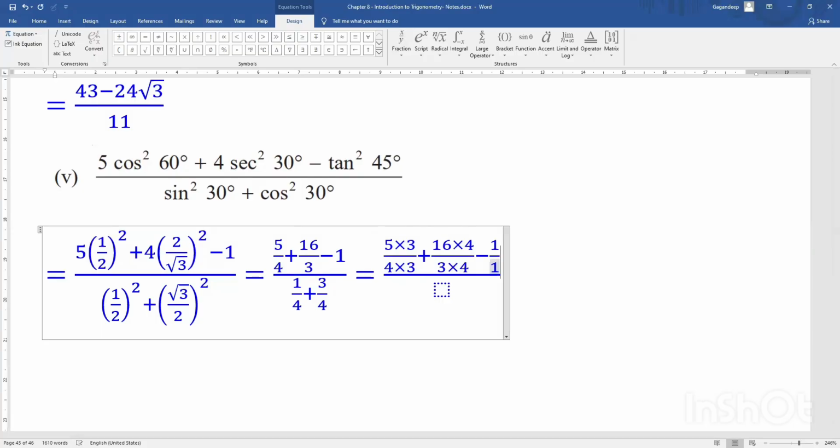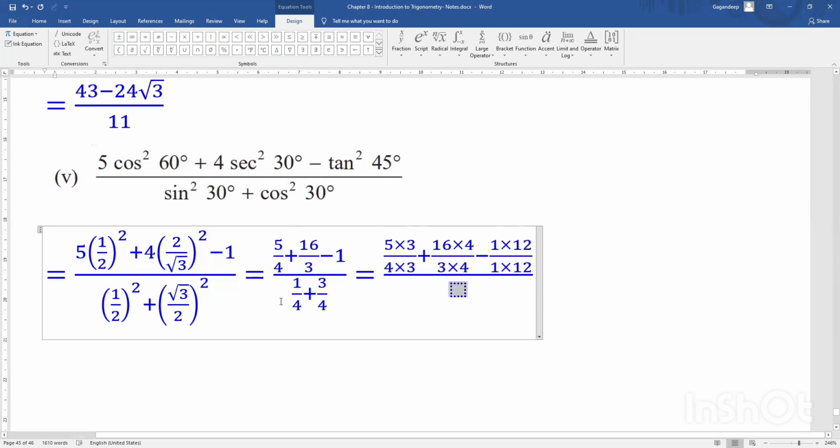So here 1 I write as 1 by 1. Multiply both numerator and denominator by 12. Now here, what of this one denominator? 1 by 4 plus 3 by 4 will become 1. Because 1 plus 3 is 4, 4 by 4 is 1. It's equal to. Now you get it as 5 3s are 15, 15 by 12. Then you have 16 4s are 64, 64 by 12. And then 1 into 12 is 12, 12 by 12.